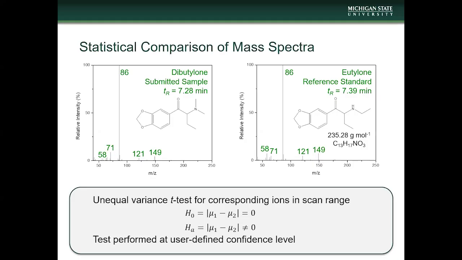So for each comparison, we're testing the null hypothesis that the difference in intensity is equal to 0. And that would indicate that there's no statistically significant difference in intensity of that ion in the two spectra. In contrast, the alternative hypothesis is that the difference in intensity is not equal to 0. So that would indicate that there's now a statistically significant difference in intensity of that ion between the two spectra.